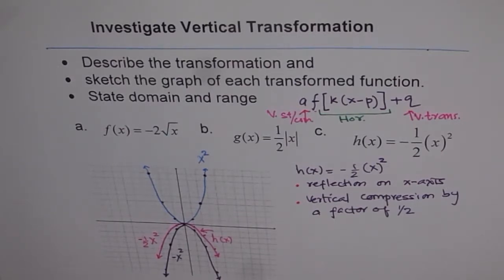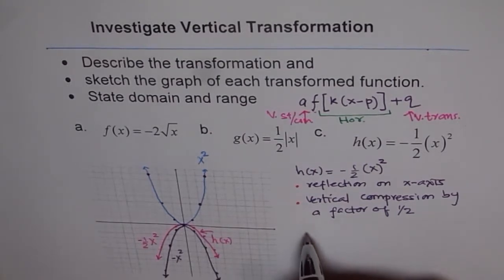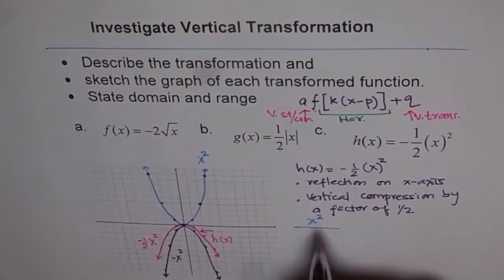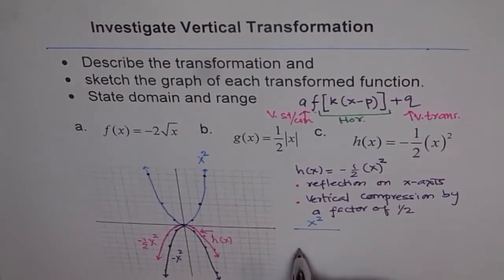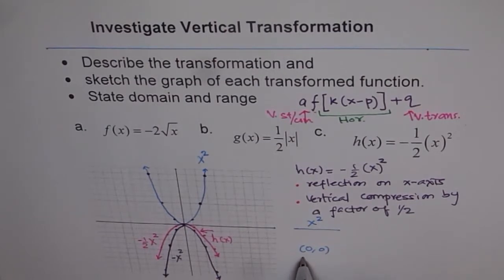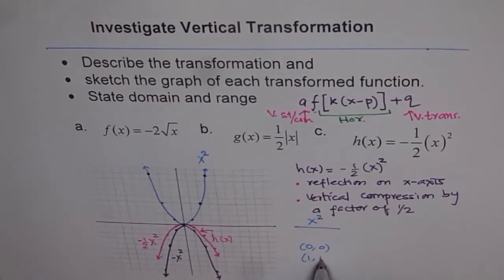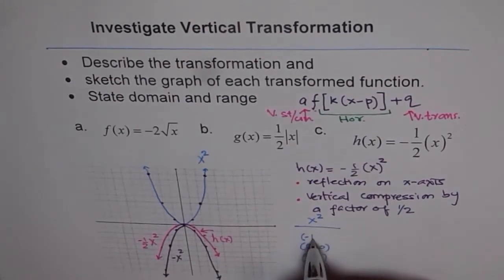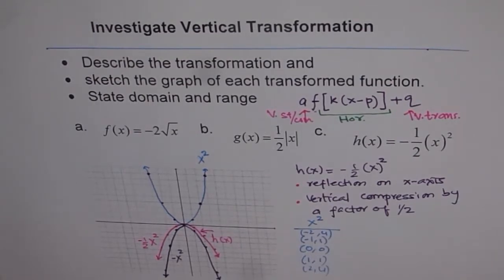Now you could have done with points also. Now let me show you with points how to do any graph for that matter with points. So let us say this is my original function, which is x squared, right? So in x squared, critical points are, as we suggested, 0, 0. You start from here. Then as you go up and down, 1, 1, 2, 4, 3, 9, and so on. And then we have minus 1, 1, minus 2, and 4. These are my points on parent function x squared.